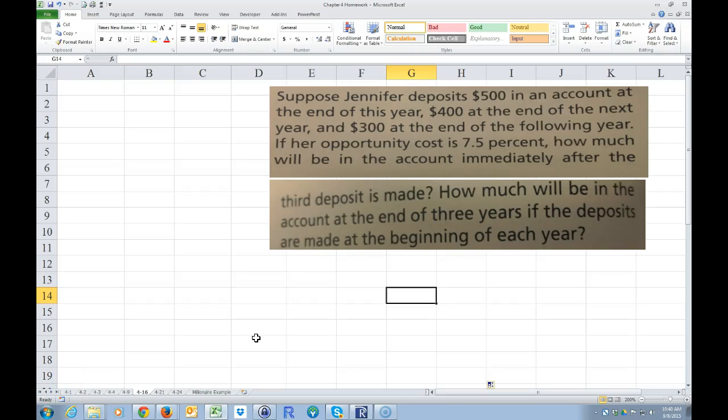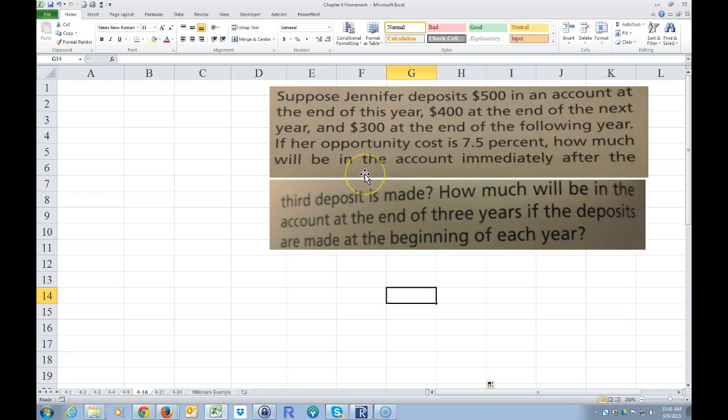Okay, we're going to go over how to calculate the future value of cash flows, which are not all the same. We've gone over annuities before, but now we have cash flows. An annuity has the same cash flow each period, but this has different cash flows. And also, we're going to figure out how to do it at the beginning of the period and the end of the period.